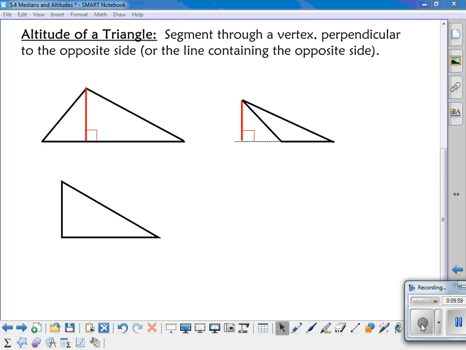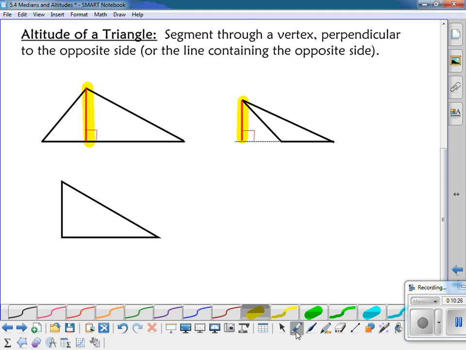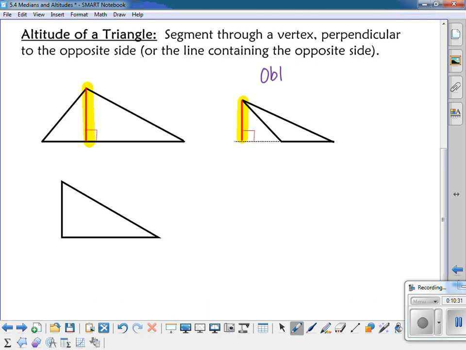An altitude of a triangle is a segment that goes through the vertex and is perpendicular to the opposite side, or to a line containing the opposite side. So, for instance, in this first triangle, my altitude ends up being inside of the triangle. But when I have an obtuse triangle, like this second triangle here, two of my altitudes end up being outside of the triangle. So if you have an obtuse triangle, we end up with two altitudes outside.